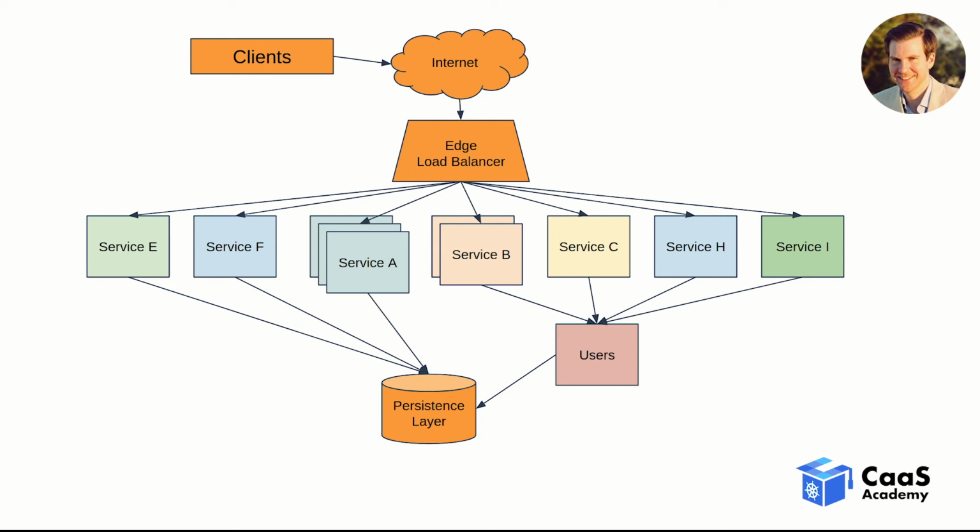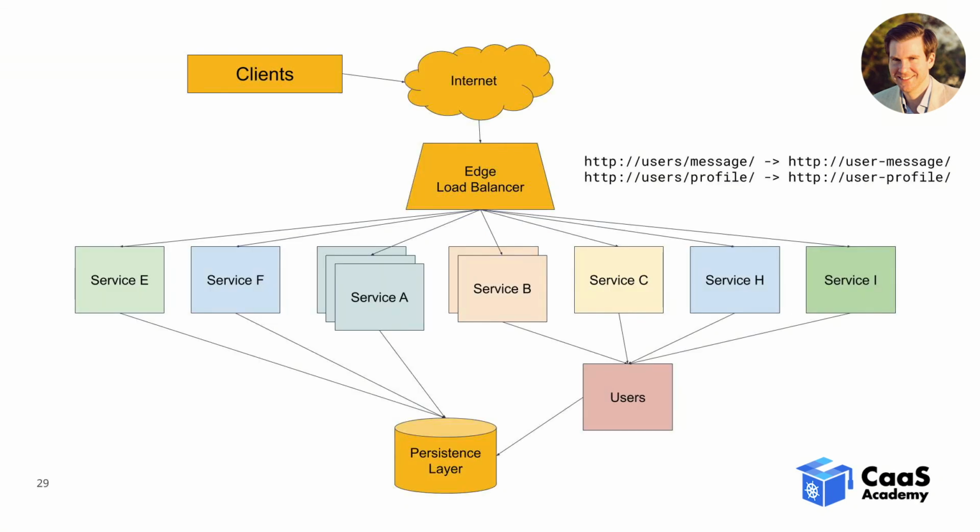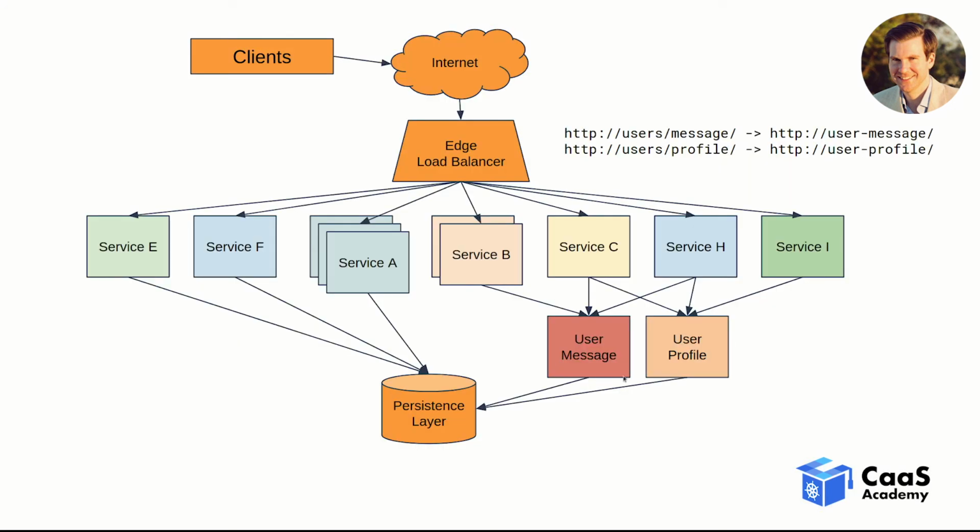So I, as an application developer, decide that I actually want to split up the user's microservice into two other services so I can scale them independently. I want to go from one user service to a user message service and a user profile service. Now, without a service mesh, what I would have to do in order to make that happen is not only launch these two new services, but then go in after these are launched and edit all these other services.